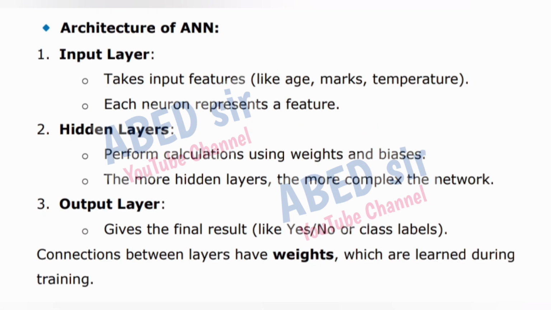Architecture of an ANN. 1. Input layer. Takes input features like age, marks, temperature. Each neuron represents a feature. 2. Hidden layers. Perform calculations using weights and biases. The more hidden layers, the more complex the network. 3. Output layer. Gives the final result, like yes, no, or class labels. Connections between layers have weights, which are learned during training.